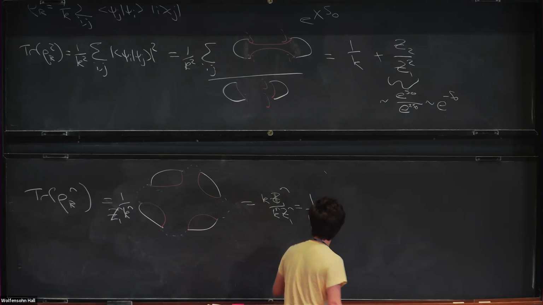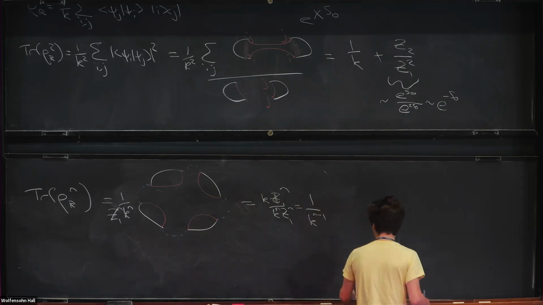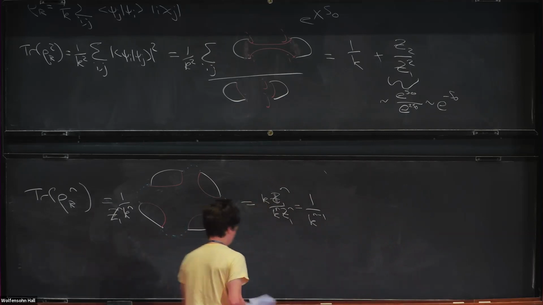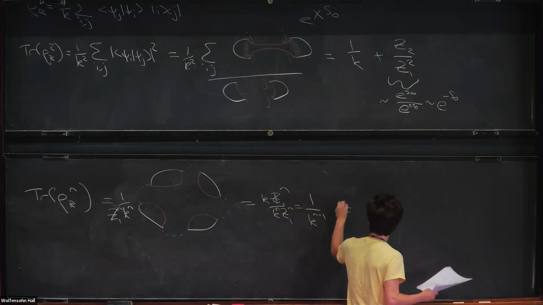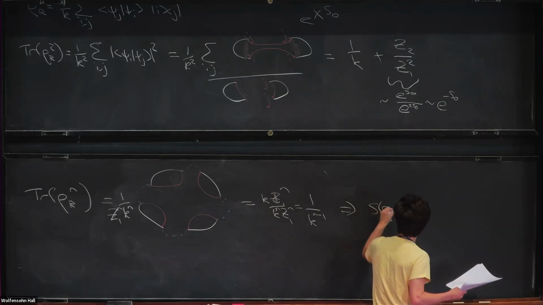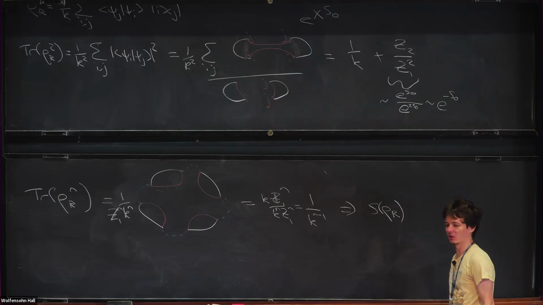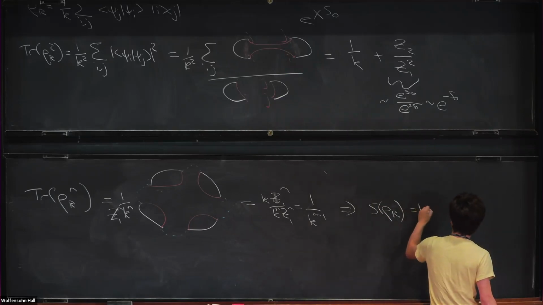So that's equal to 1 over k to the n minus 1. Okay, so in that regime, this then implies that S of rho r is equal to the limit as n goes to 1 of log of 1 over k to the n minus 1, divided by 1 minus n. That's just equal to log k.